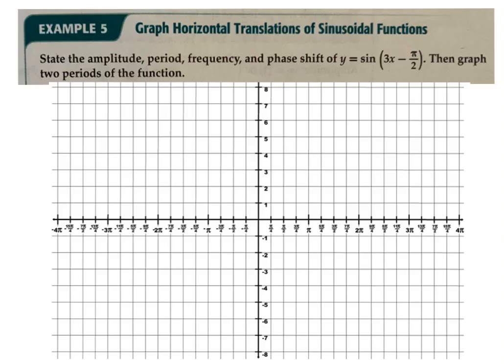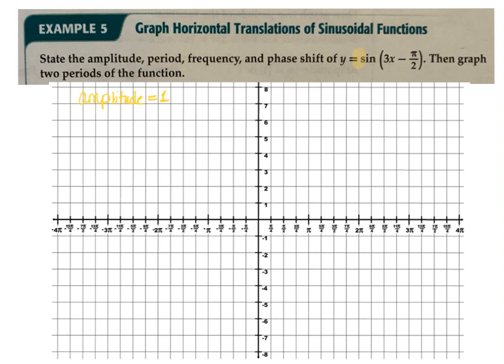For this example, they want us to state the amplitude, period, frequency, and phase shift of this particular function. Then they want us to graph two periods of the function. This is example 5 on page 261. So amplitude is the number in front of the sine. What number do we have in front of the sine? Yeah, 1. So my amplitude here is 1.